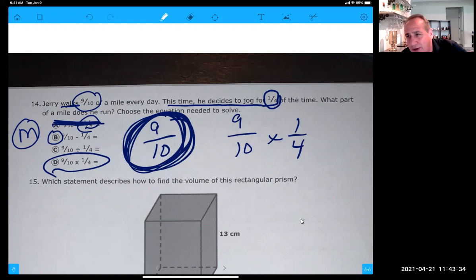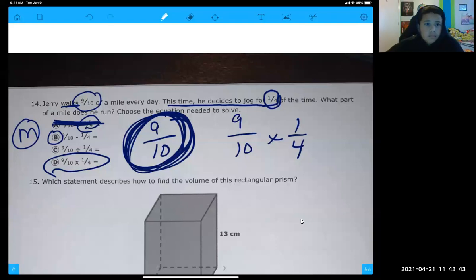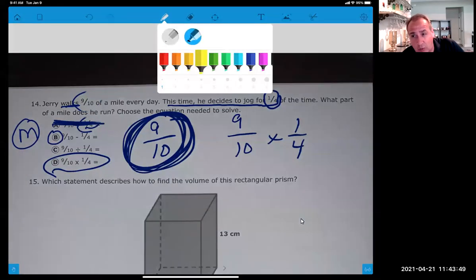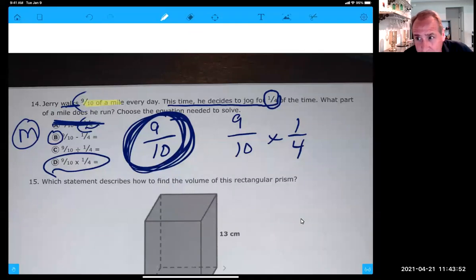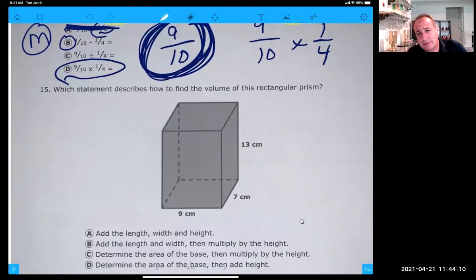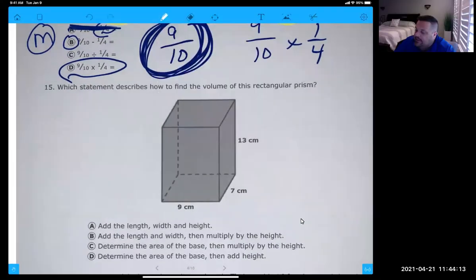Now, Mr. Conklin, in that problem right there, the giveaway is a single word that tells you to multiply in that problem. One word. It walks 9/10 of. When you hear of, that is multiplication every time. Of always means multiplying. Right when you see of, you know you got to multiply. And this is tricky because the word of is what switches it. Because it's not saying he ran a whole mile. This isn't a quarter of a mile that he ran. He's running a quarter of this 9/10. That's why you have to multiply. Remember that word. And number 15, pause and take your time and figure out what it says.